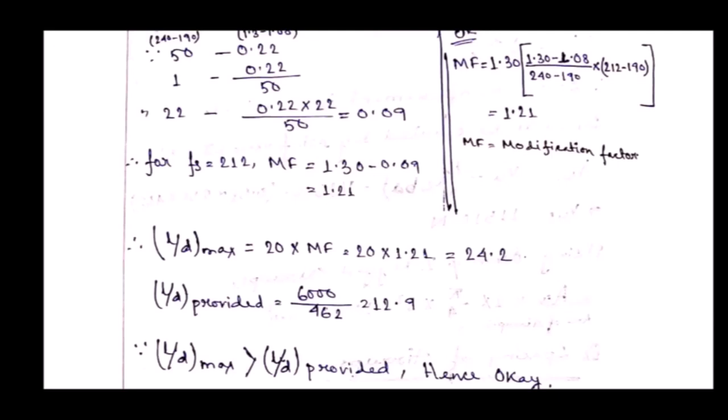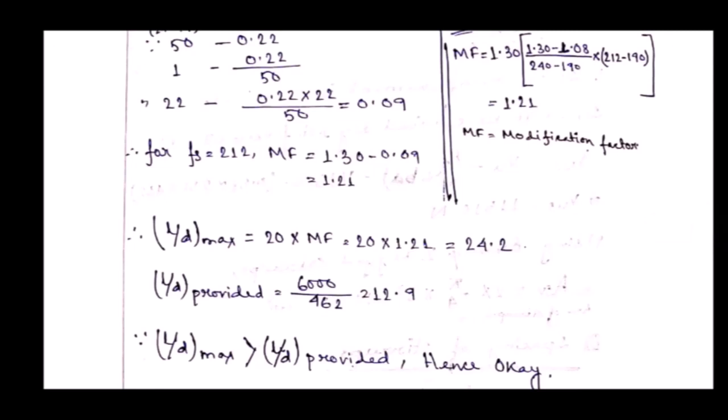Now let's check the span to depth ratio provided, L by D provided. L is 6000 mm and D is 462 mm, the effective depth. That is equal to 12.9. That means L by D maximum is greater than L by D provided. Hence it is okay for deflection. So the deflection check is satisfied.